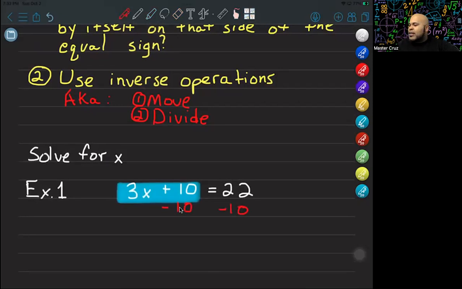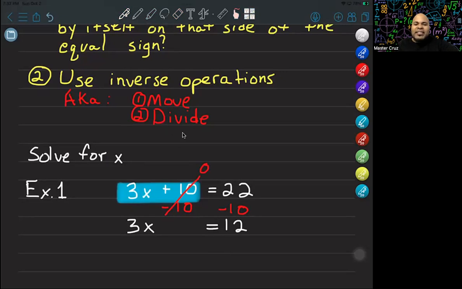And when I do that, 3x does not simplify with anything, so I just bring it down. I actually read the expression that says positive 10 minus 10, that is 0. So it's gone. I do not write anything. I keep the equal sign aligned, so I just drop it. And then 22 minus 10 is 12. So I cancel the 10 by moving it to the other side, changing the sign. So that's what move means. We're going to move that 10 by canceling it, making it negative.